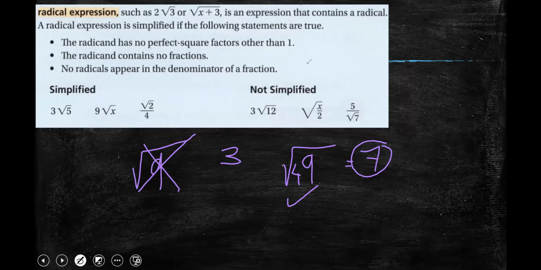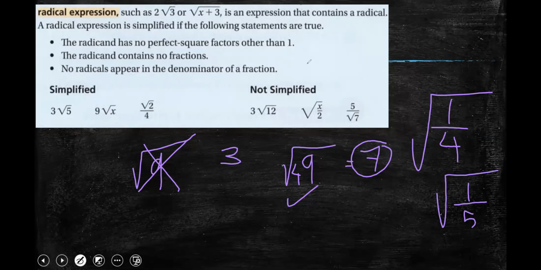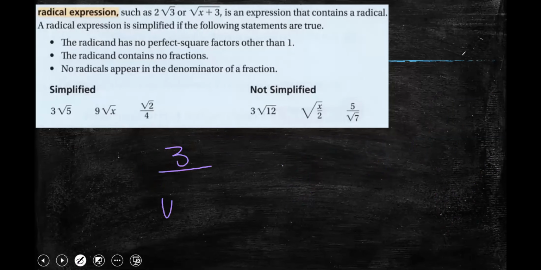Second, it must have no fractions. The radicand contains no fractions like this or like this. This is not a simplified one. The radicals must not contain a fraction. And also, no radicals appear in the denominator of the fraction. If you see it like this, this is not the simplified one.